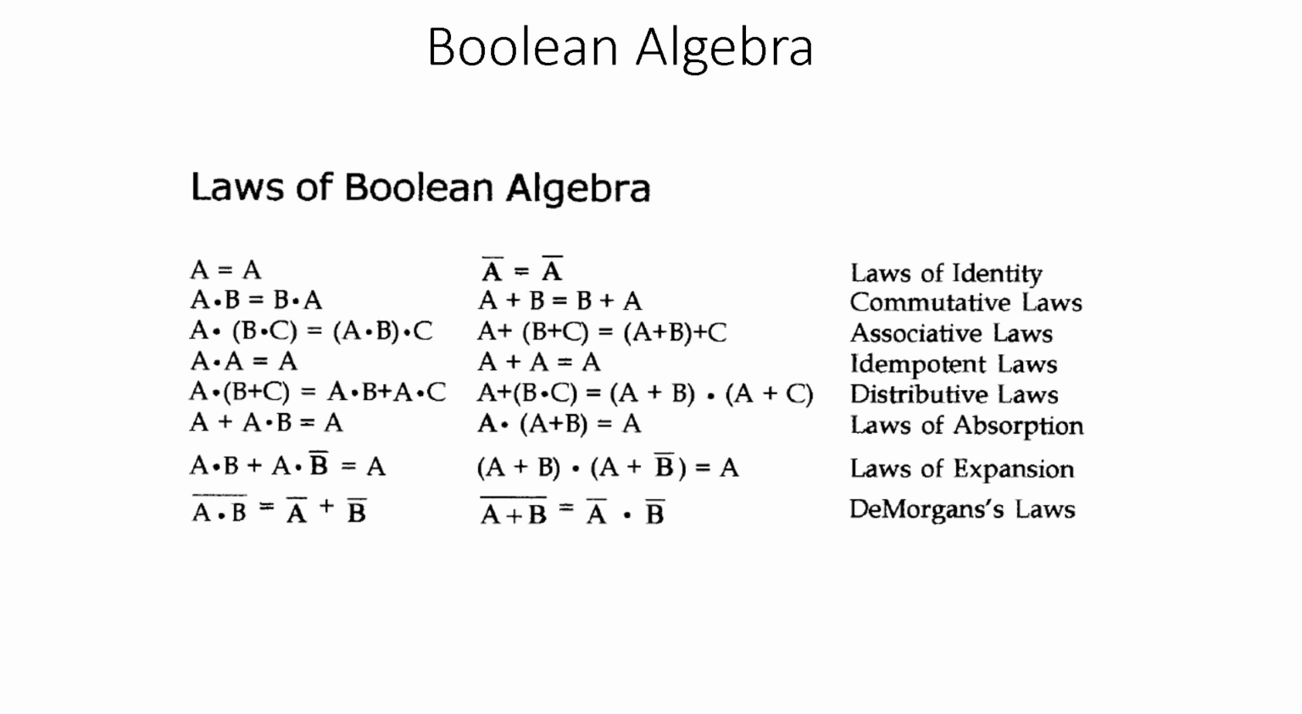There are also laws of Boolean algebra. We have here some laws of identity, commutative law, associative laws, idempotent laws, distributive laws, laws of absorption, laws of expansion, and De Morgan's laws. So take note that these laws are already proven to be true relative to Boolean algebra.